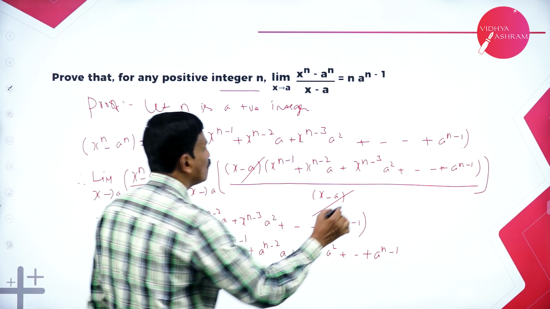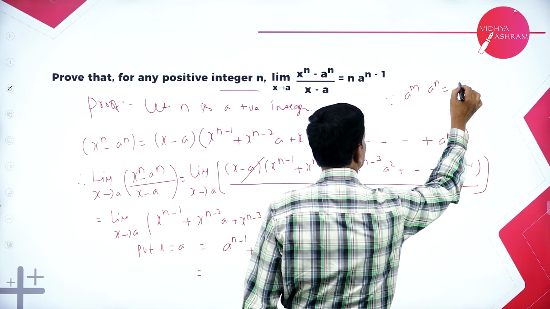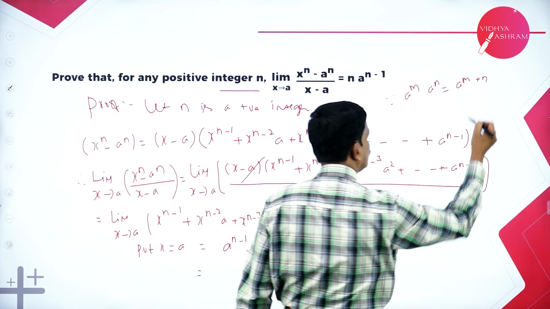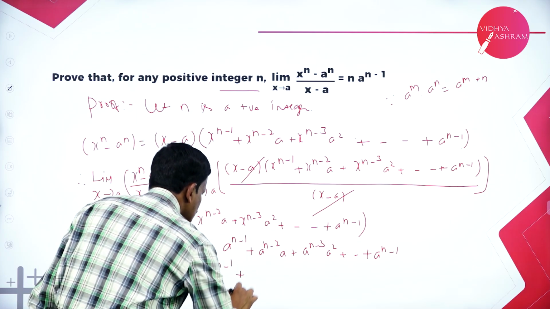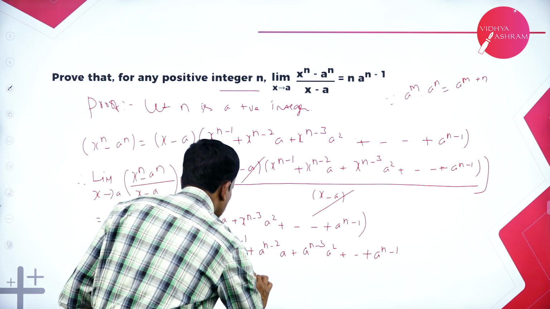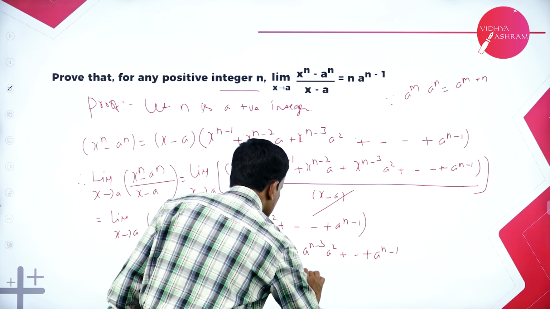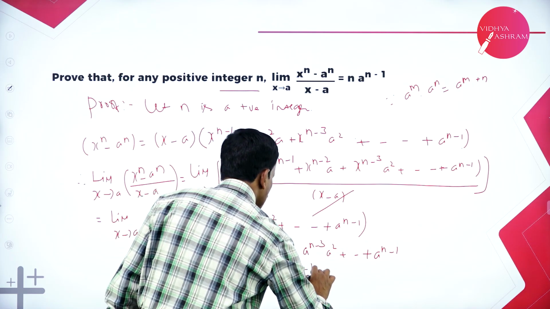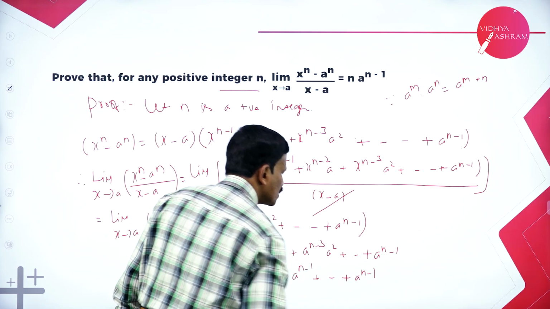Applying the law of indices, we know that a to the power of m into a to the power of n is a to the power of m plus n. So this a to the power of n minus 1 as it is; a to the power of n minus 2 plus 1 is a to the power of n minus 1. Again a to the power of n as it is, minus 3 plus 2 is minus 1, etc. The last term is a to the power of n minus 1.